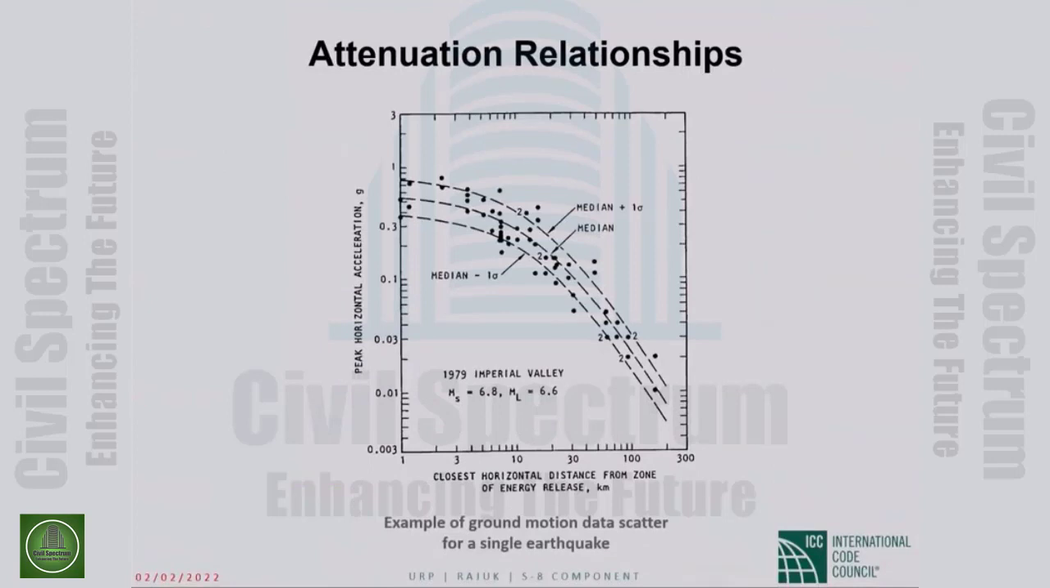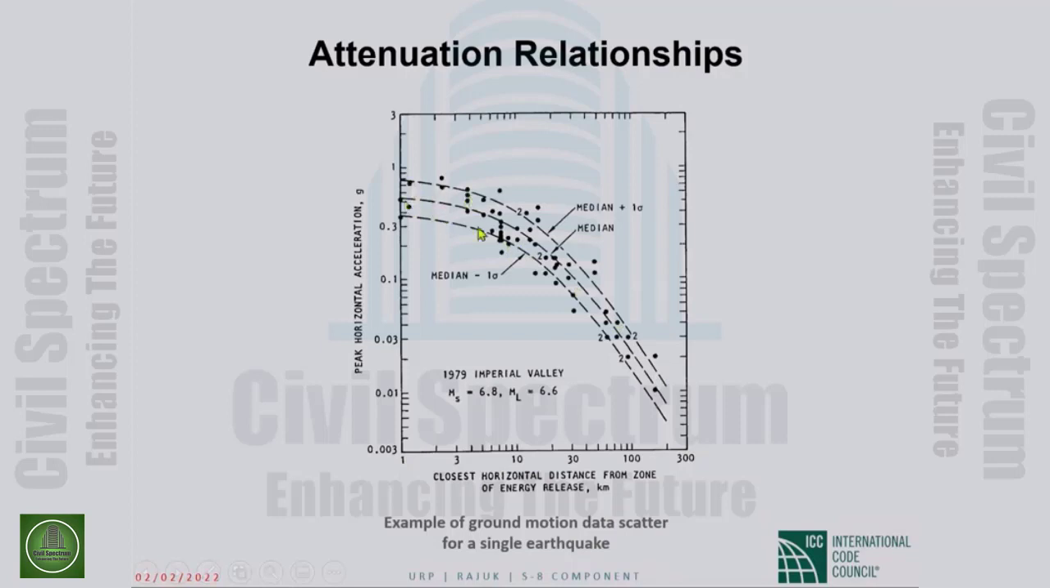Very, very typical. Now, the attenuation that we saw in one way in the picture is typically captured by relationships like this. Here, we are plotting peak horizontal acceleration on the y-axis. It doesn't have to be that. It could be velocity, could be whatever. But peak horizontal acceleration is pretty commonly plotted. And on the x-axis is closest horizontal distance from zone of energy released. Nothing in this business is straightforward, so even that distance has many, many definitions. But anyway, it is distance from source, let us say. Okay? For our purposes, that's good enough. So as you move further and further away from source, the peak horizontal acceleration decreases.